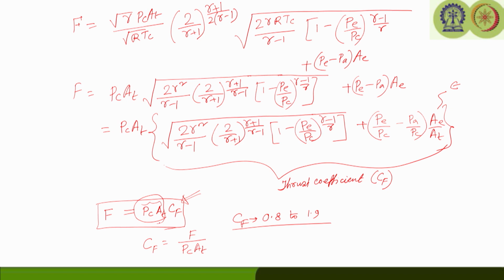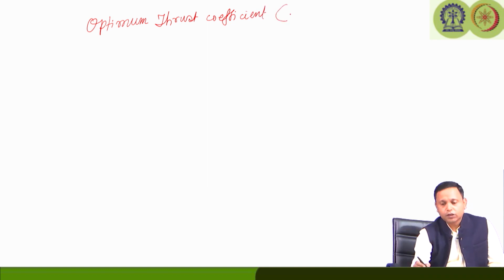Now, of course, the maximum value of thrust will be obtained for the optimum expansion, as we already said earlier, which is going to be P equal to Pa. In that case, we can write the optimum thrust coefficient, denoted as Cf0, which is for optimum expansion. That means our Pa equal to P, the optimum expansion case.